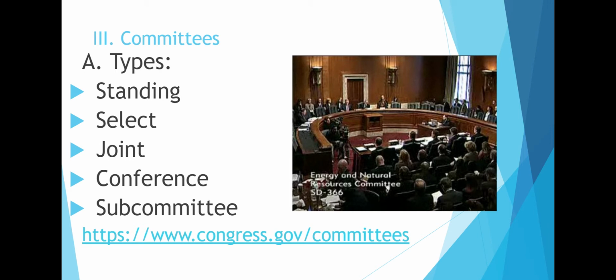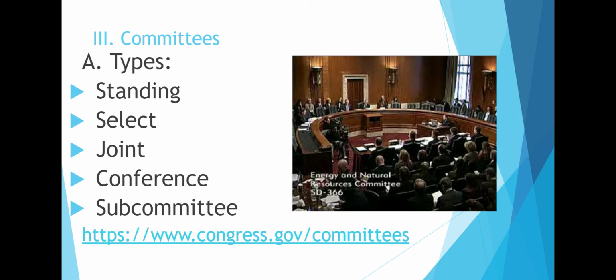All right, let's talk about congressional committees. Before we get into types, one important thing that you need to know about congressional committees is that this is where the bulk of work on bills is done in Congress. Most work on bills is done in committees. So members of Congress actually spend relatively little of their time in their chamber as a whole House of Representatives or a whole Senate.